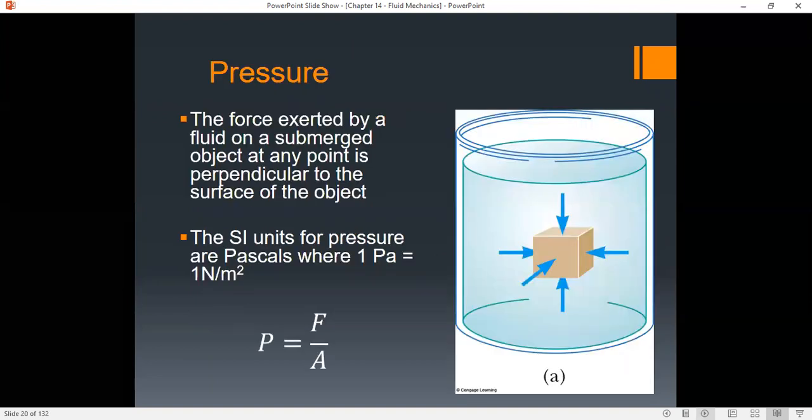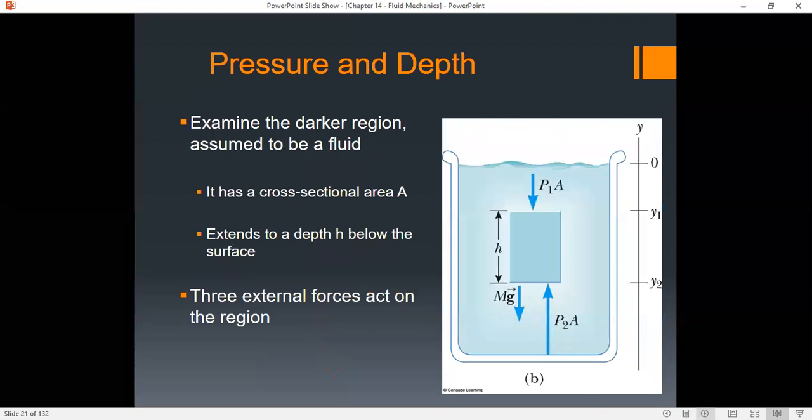Okay, what about pressure? Pressure is force divided by area. So pressure is in units of newtons, that's your unit of force, divided by your unit of area, which is meters squared. And we call this a Pascal. How many newtons are distributed over meters squared? A Pascal is a very, very small unit of pressure. But again, it is the SI unit of pressure.